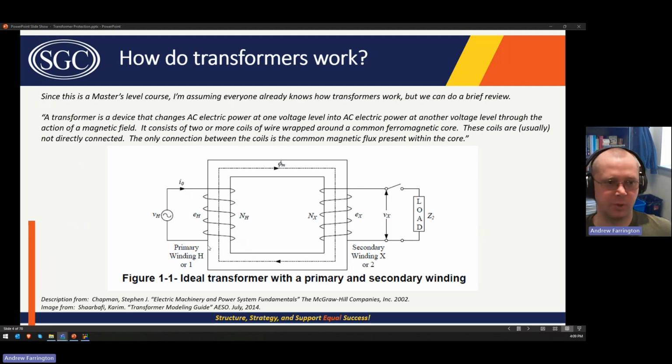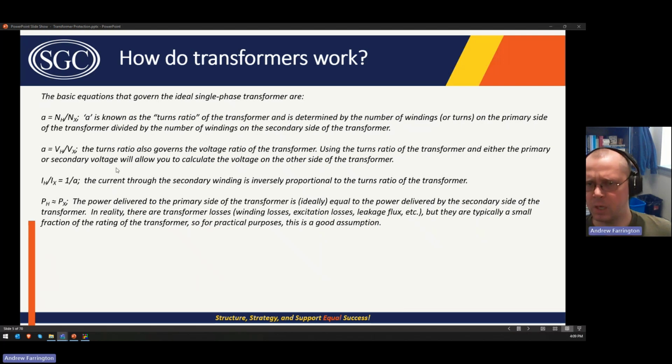So that's an ideal transformer. Again, I know that's review for everybody, but this is what we're talking about. This would be a single phase transformer. And the operation of the transformer has some basic characteristics, and we're going to just cover these briefly. The A is the turns ratio, which is equal to the number of turns on the high voltage winding divided by the number of turns on the low voltage winding. This is known as the turns ratio of the transformer.